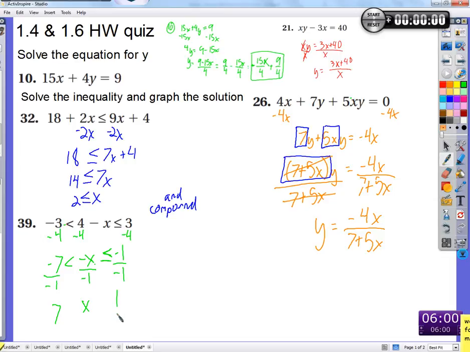What else are we supposed to do, though, now that we've divided by a negative? Tristan? Switch the signs around. Switch these signs around. So this, where 7 had to be less, now 7 has to be greater. Where negative 1 had to be greater than or equal to, has to be less than or equal to. Okay. So just so it makes a little more sense, we could write it like this. This feels more natural. Smaller number on the left, larger number on the right. This is the same thing.